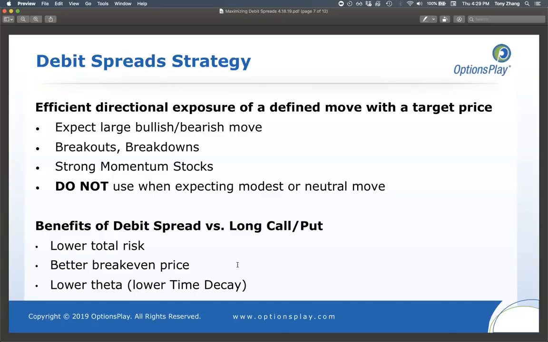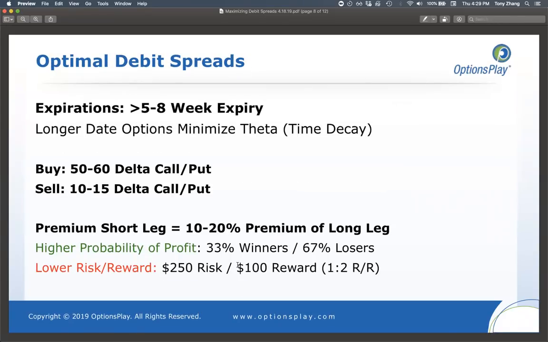So those are some of the benefits and when you should consider using debit spreads. So next, what I want to talk about is what we find are the optimal debit spreads. What type of expiration dates, what type of strike prices?